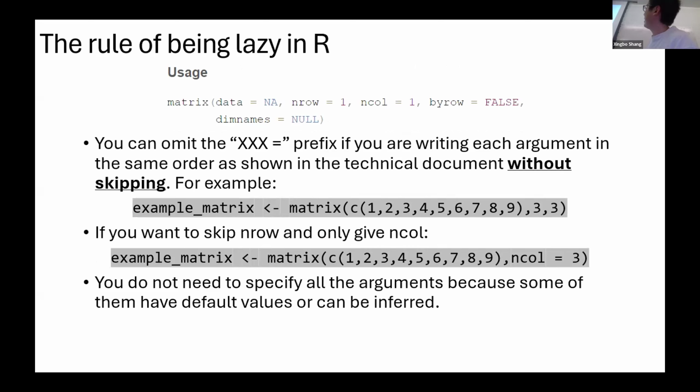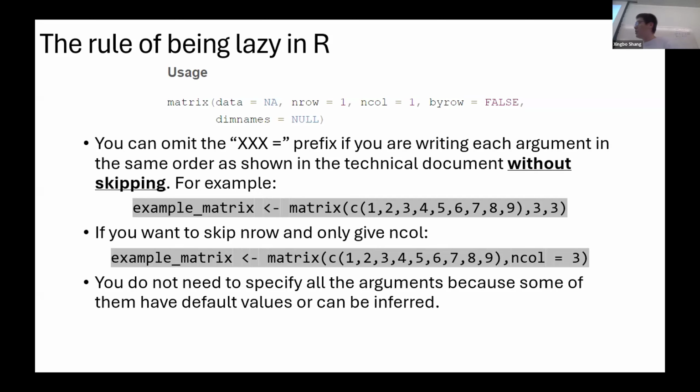Whenever you are giving a function the arguments it needs in the order it specifies in the technical document without skipping any argument, then you can omit all the argument names, which means you don't need to type data equal, nrow equal, ncol equal, byrow equal, dimnames equal. As long as you give the function these arguments in the order specified here: data first, nrow second, ncol third, byrow fourth, dimnames fifth.